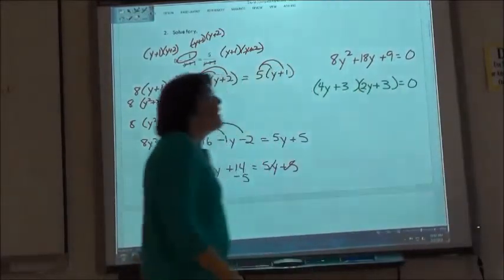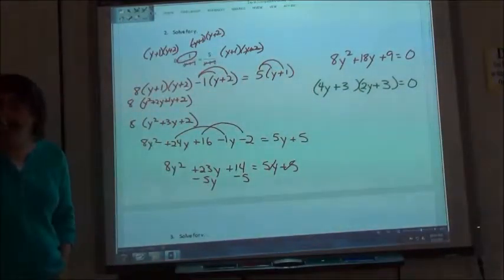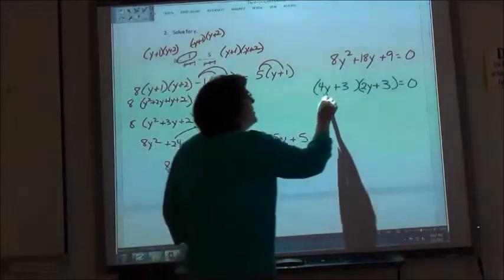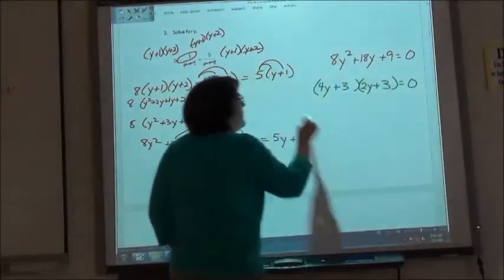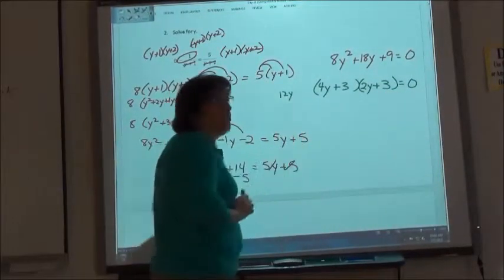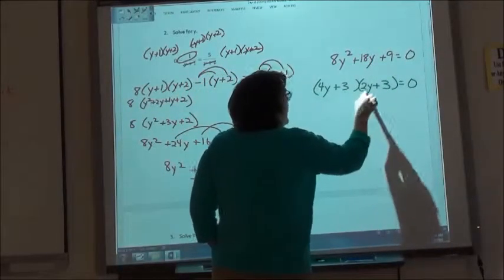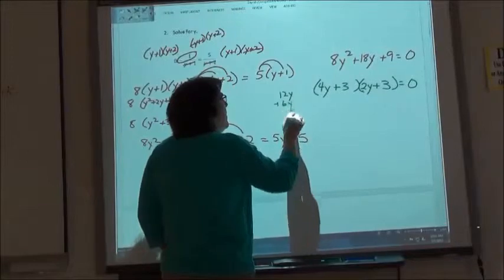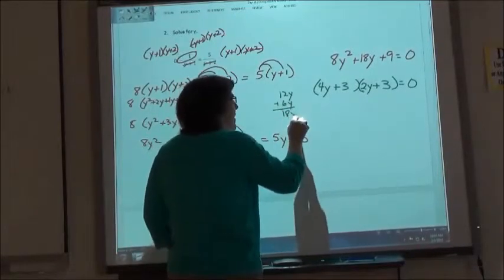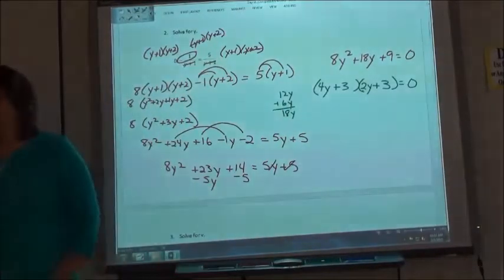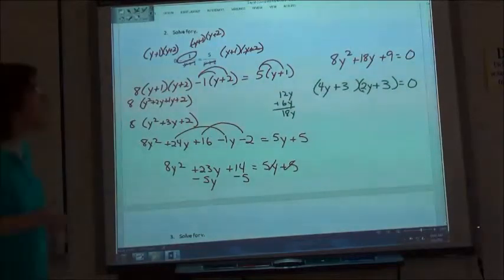Now we want to see, does that check, does that give us 18 in the middle? My outside product is 12y, 4y times 3. My inside product, 3 times 2 is 6y. 12 plus 6. Hey, it is 18. I got the right thing. So I've got it factored right.